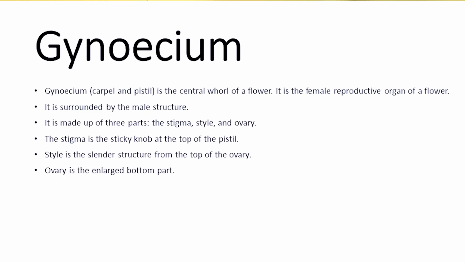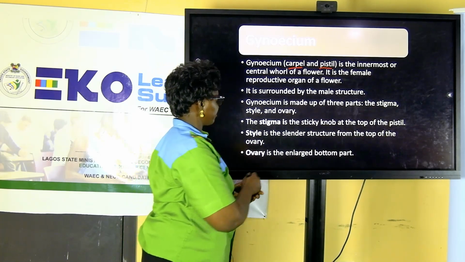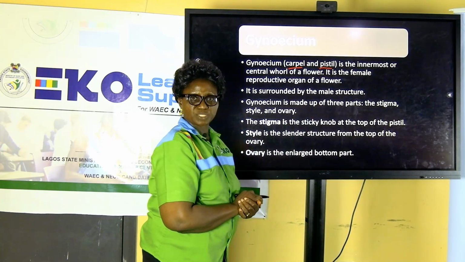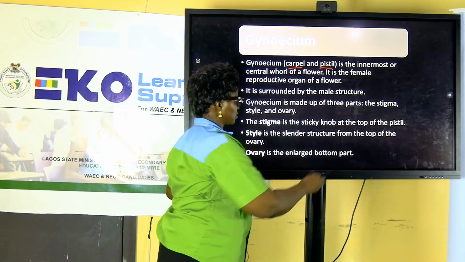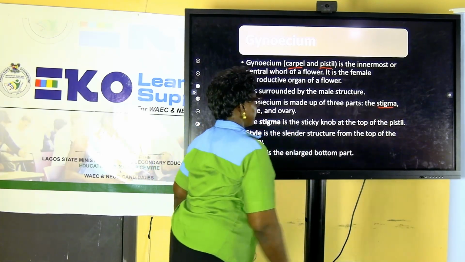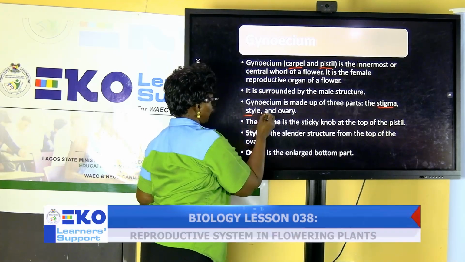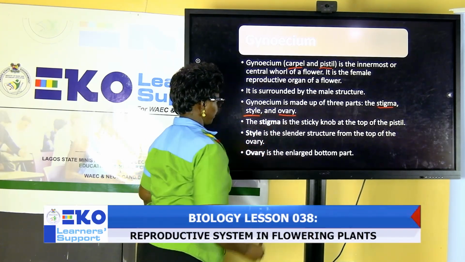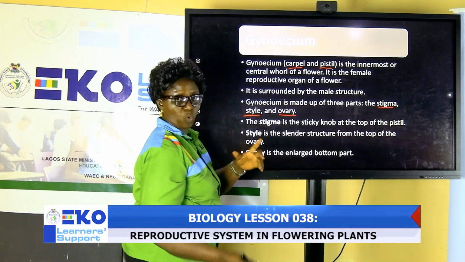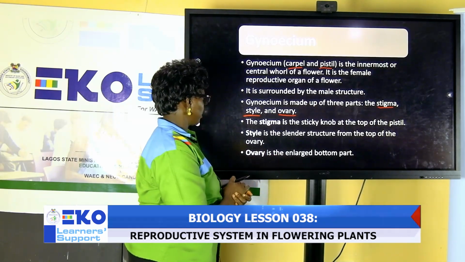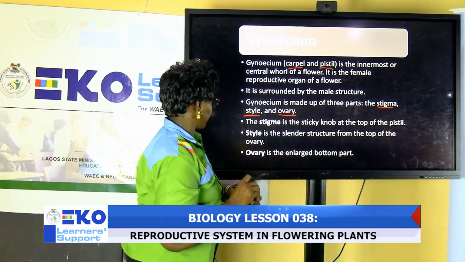Gynoecium, we consider it as the carpel, or we call it the pistil. We say it is the innermost or central part of the structure of the flower. It is surrounded by the male structure. We looked at that earlier on. This gynoecium consists of three important parts. The first one is the stigma. The second one is the style. And the last one is the ovary. This ovary is the one that contains the female gametes, the gametes in females.